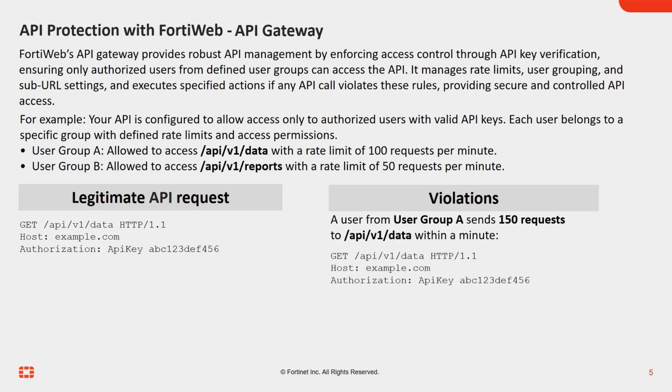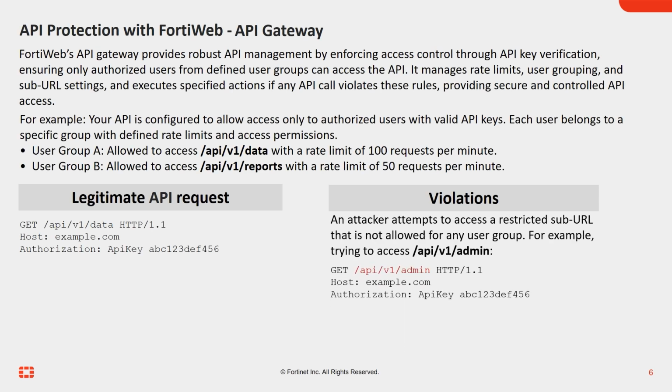In our third example, an attacker or a misconfigured client sends a large number of requests in a short period, exceeding the rate limit for their user group. FortiWeb enforces rate limits based on a user group. If the rate limit is exceeded, FortiWeb blocks further requests from that user and logs the violation.